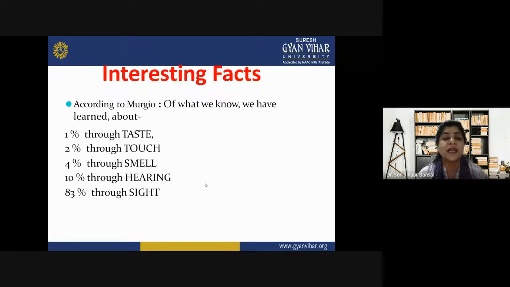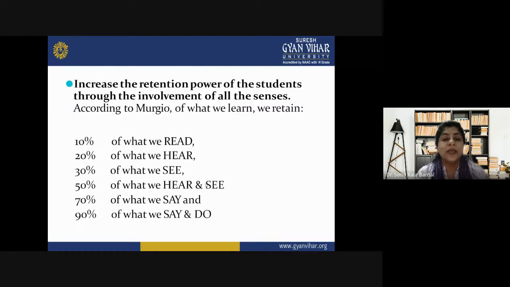In the earlier slide we were talking about what we learn. Okay, so we retain 50% of what we hear and see, 70% of what we say, and 90% of what we say and do. So saying and doing both are equally important, and by that we understand that students are learning as well as retaining. Retaining means keeping the content or understanding with them in a better way.